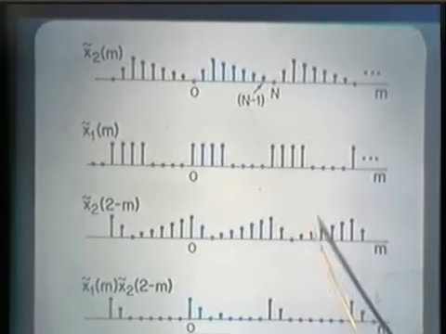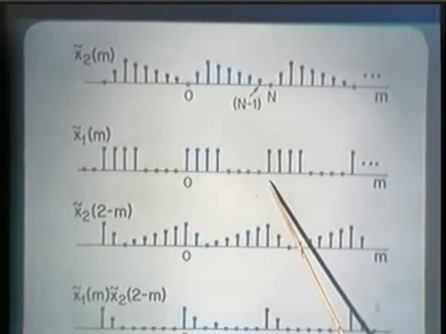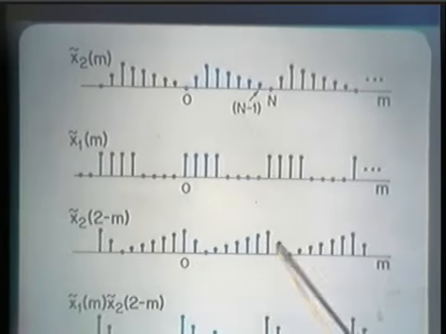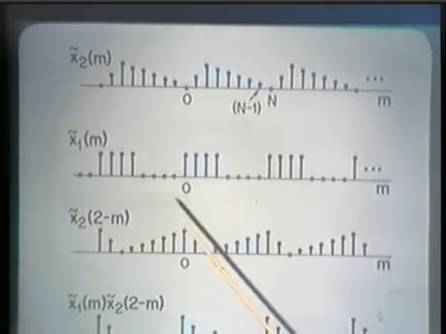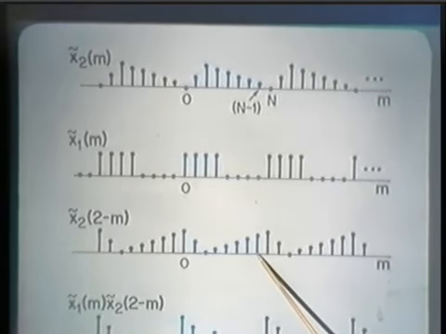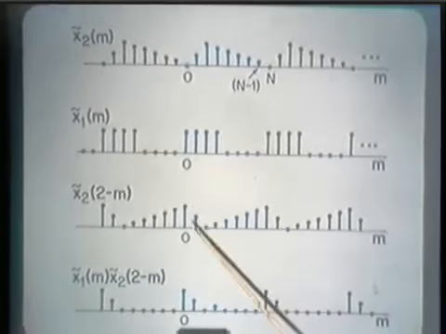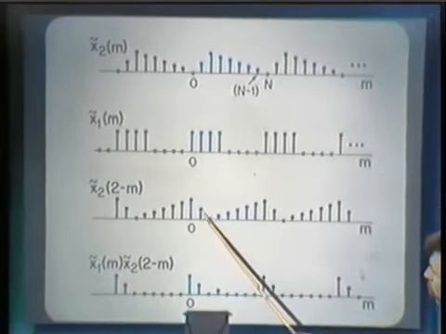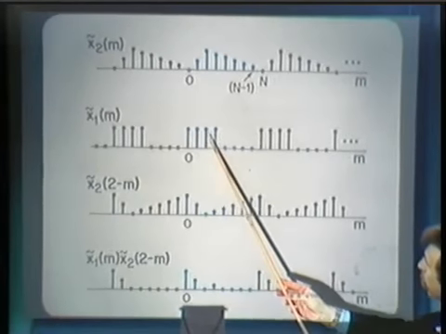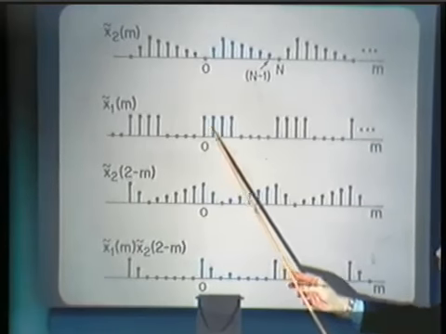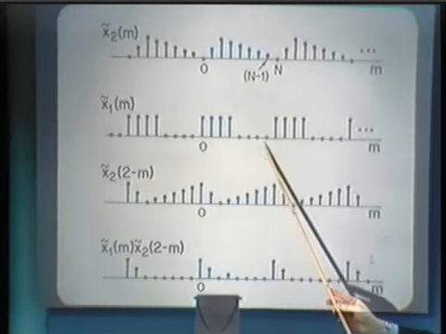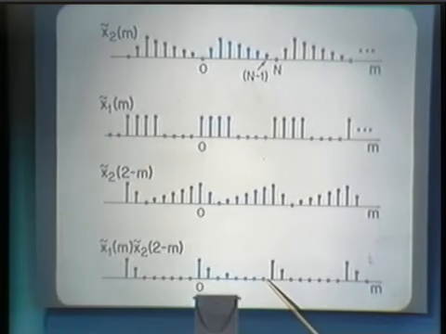But then to form the convolution of this sequence with this sequence, after having constructed x2 tilde of n minus m, we carry out the multiplication of these two sequences. The result of that multiplication I've indicated here, so that for this particular example, these 4 points get multiplied by these 4 values. The rest of the points in that one period get multiplied by 0.